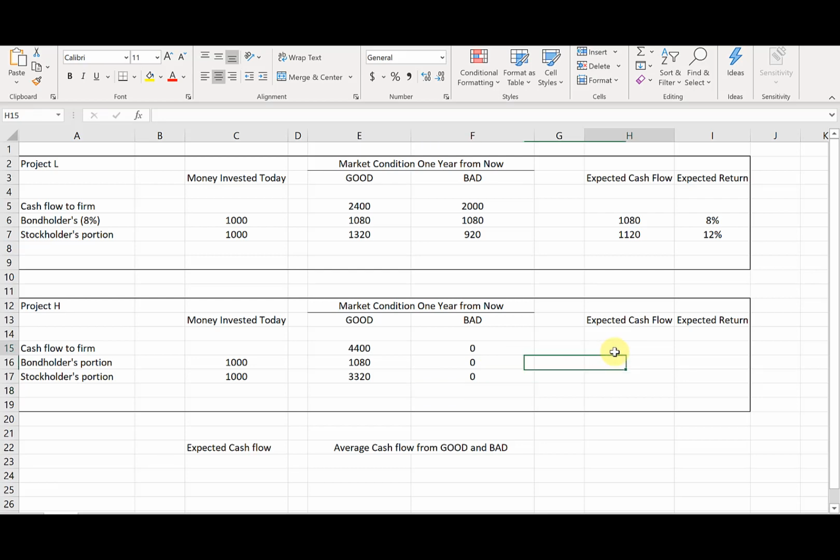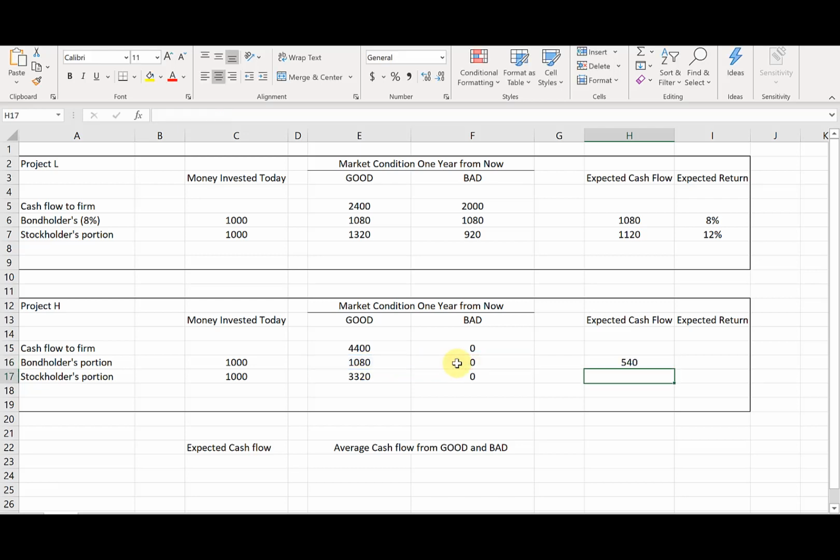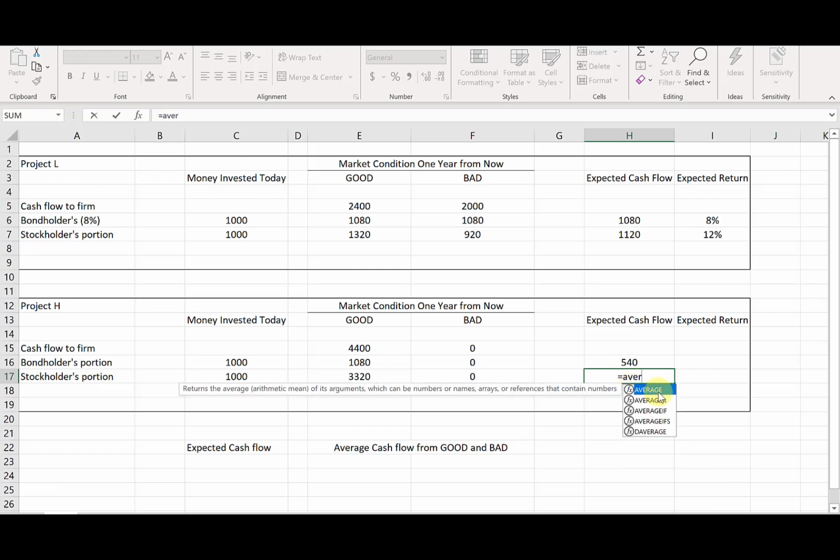So in this case, the expected cash flow is not an average of 1,080 and 1,080 like Project L, whereas in Project H, now the bondholders are looking at an average of 1,080 and 0, so an average of 540. We did the same thing, and you can follow shortcuts. I'm just showing all the steps here, so you can drag these formulas down if you need to, but I just want to show all the steps, so I'm going to go ahead and do each one of them.